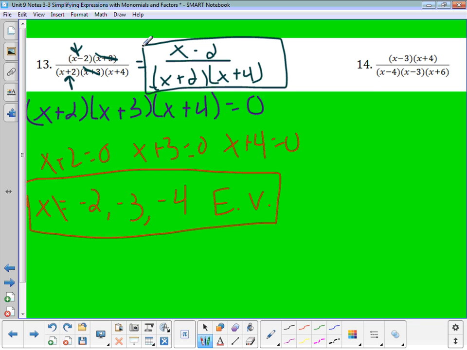Okay, that's fully simplified. Last but not least, go ahead and do number 14 on your own. Once you're done, bring up your note sheet and I will give you a copy of the homework.